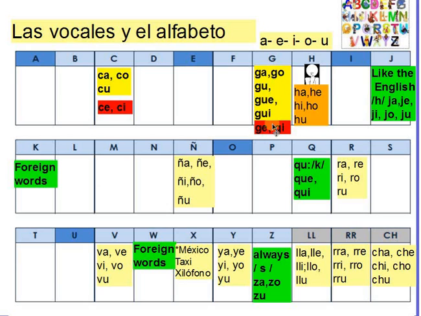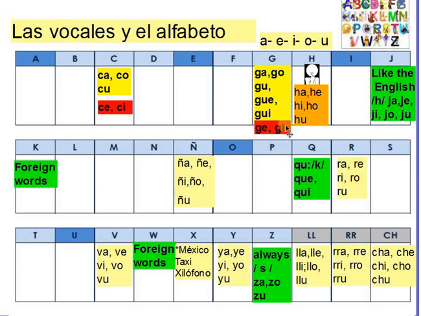The letter G could have two different sounds depending on the vowels that come after it. Okay? So you have G plus A, G plus O, G plus U. You're going to go ga, go, gu. But what about ge and gi? How do I make that sound? If you want to say ge, gi, you need to put a U in between the E and the G and between the I and the G. Okay? And I'm going to tell you in a minute why. So here we go. Ga, go, gu, gue, gui.